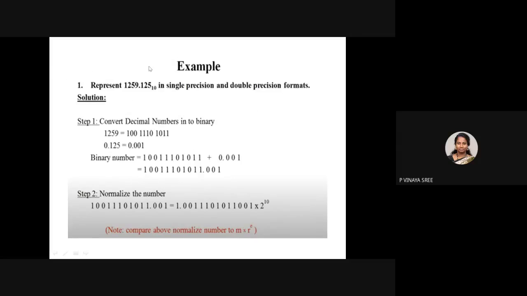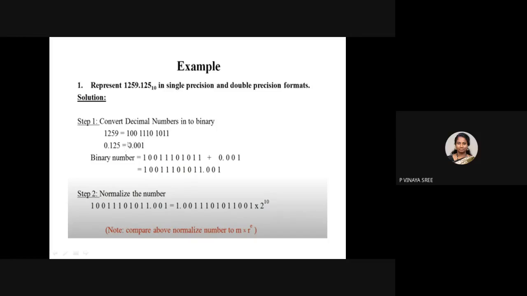We have even considered this example also. What example have we considered? 1259.125. Given a decimal number, what is the first step? Convert to binary. Yes, convert to binary. Everyone has done this in your notes, right? In the previous class only, this was completed. If not, note it down directly; you can convert afterwards. The first step is to convert the decimal number into binary. For the integer part, you have to go for division. For the fractional part, you have to go for multiplication.